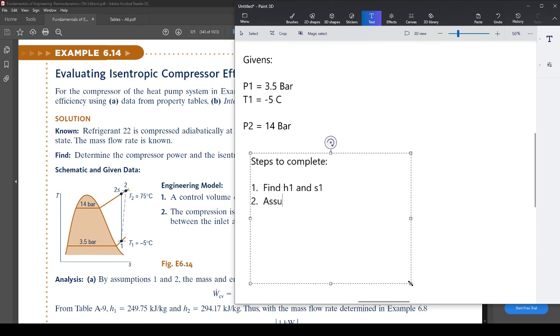Step 2, assume isentropic. So this is S1 equals S2S, right? And then you do the same thing as before. Check what state you were in, or what phase. Is it saturated? But I will tell you, for a compressor, it will always be superheated. There's no other way. It can't be anything else, because you cannot put liquid into a compressor.